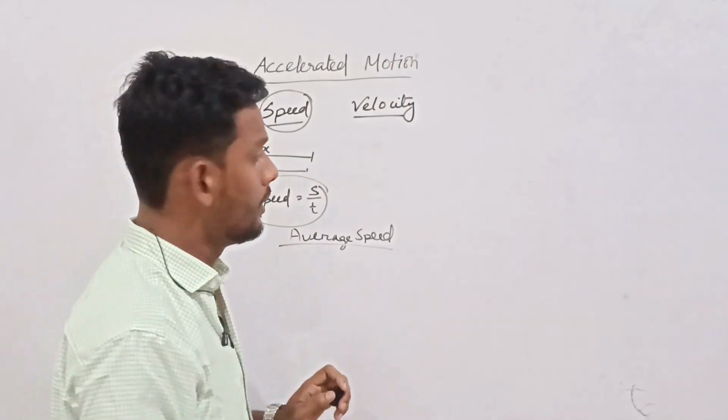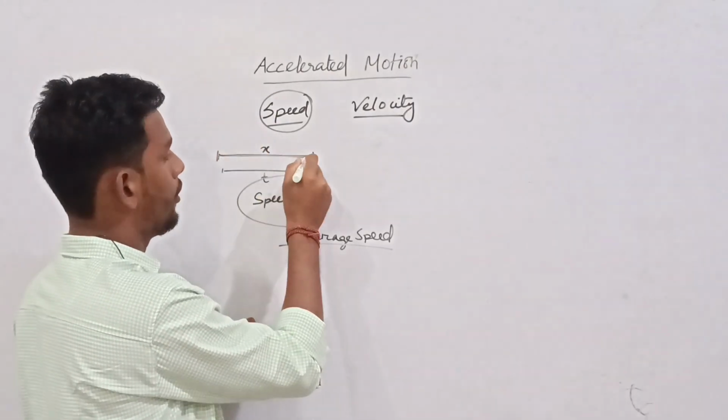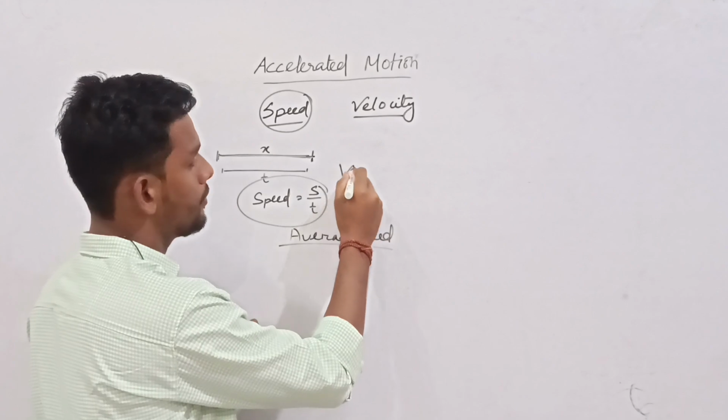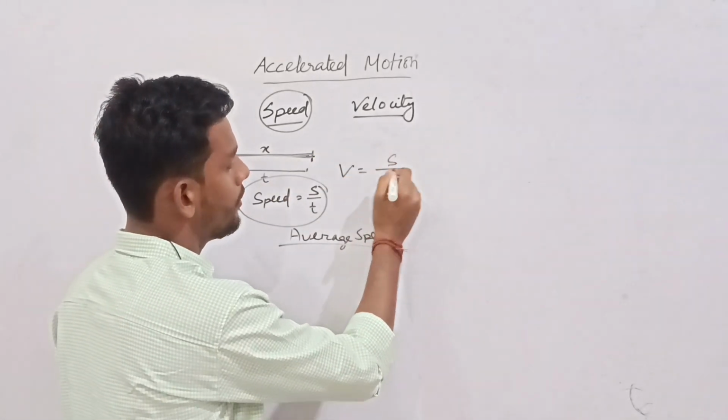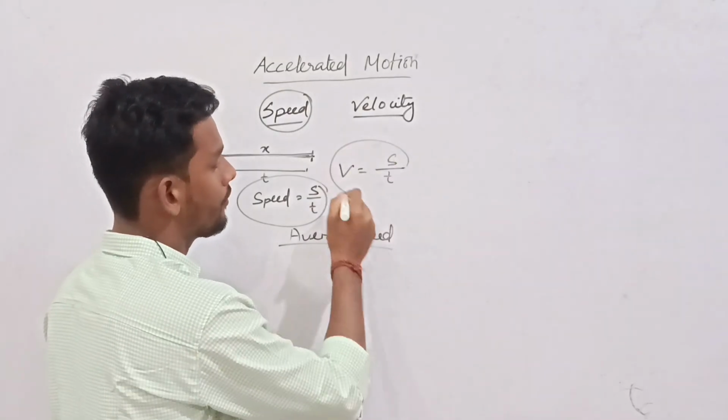Average speed means what? Suppose you are moving from this point to this point. The speed formula will be the total distance you have covered divided by the total time you have taken.